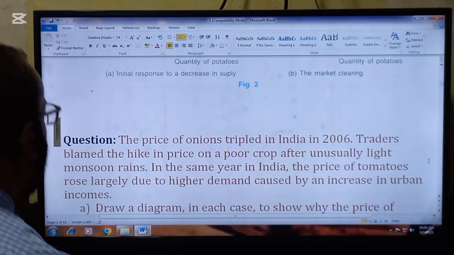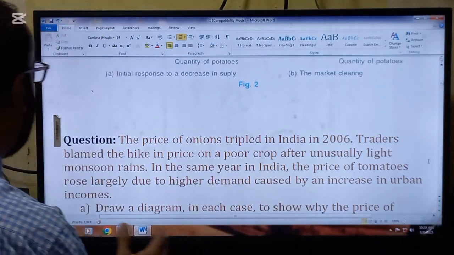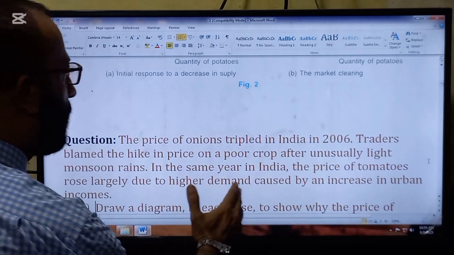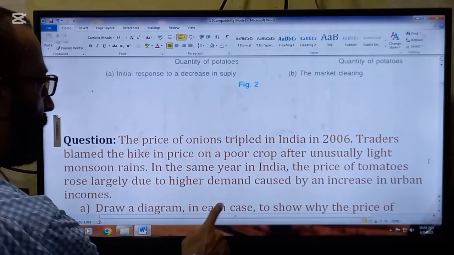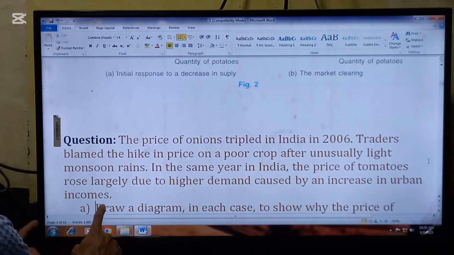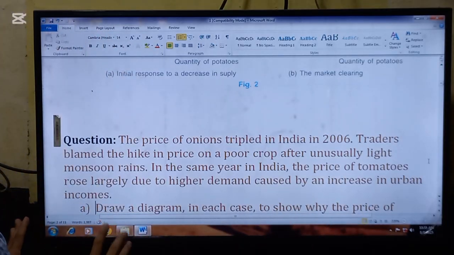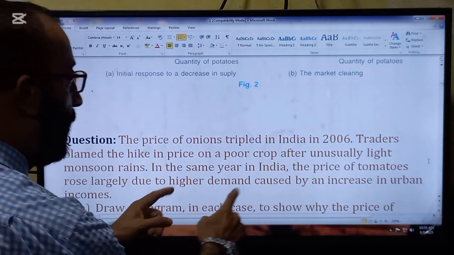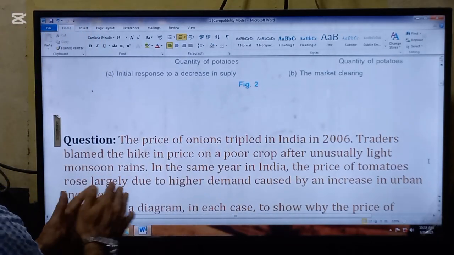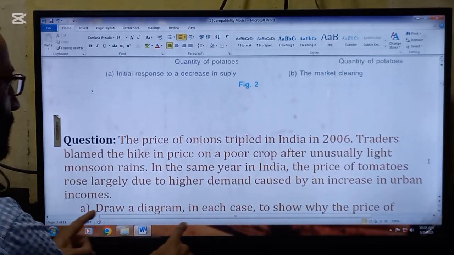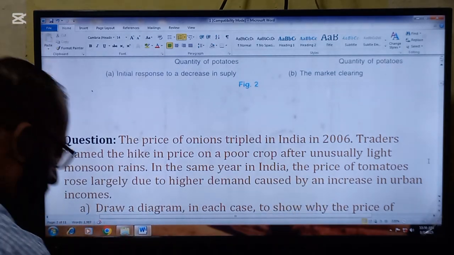Here is a question. The price of onions tripled in India in 2006. Traders blamed the hike in price on a poor crop after unusually light monsoon rains. In the same year in India, the price of tomatoes rose largely due to higher demand caused by an increase in urban income. So there are two cases. One is of onion and the second is of tomato. The onion supply is decreasing because of the low monsoon rains, and the demand for tomatoes is on the rise because of the increase in urban income.